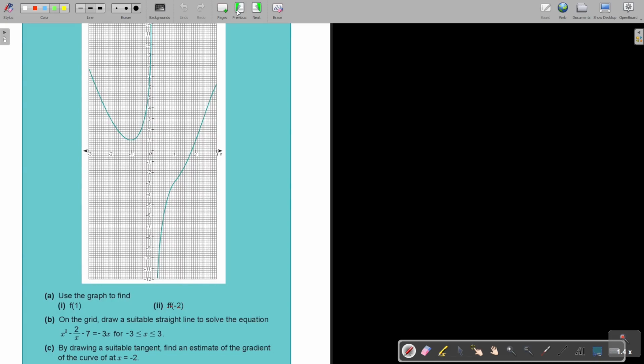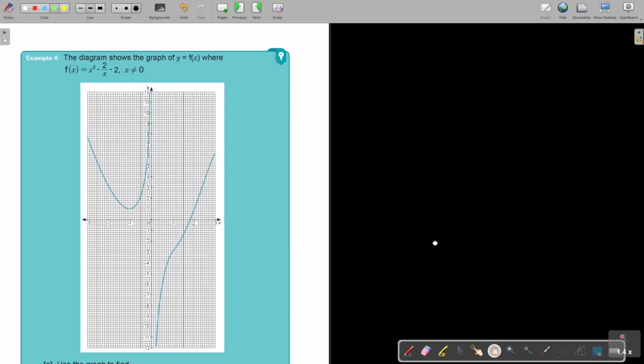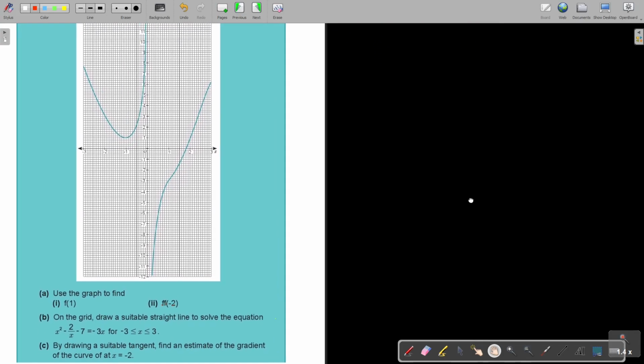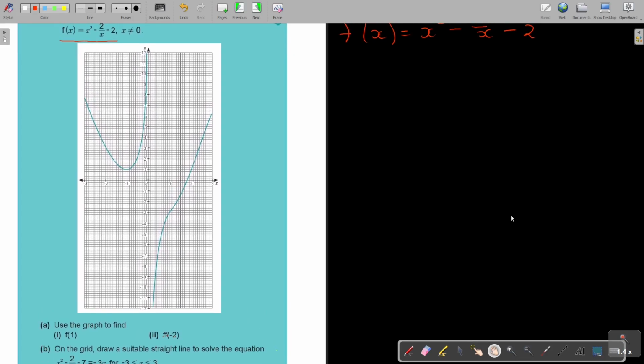Now on the grid, draw a suitable straight line to solve the equation. If you look at this equation, it's always important that you first look at the original equation. What was the original equation? There it was. Let's first write it down: x squared minus 2 over x minus 2. Now I look at number B.